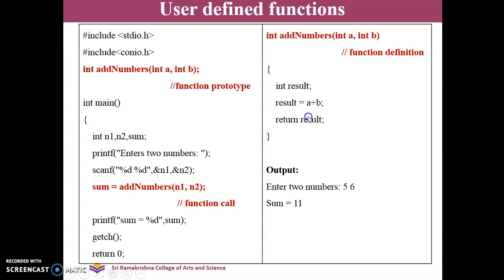Once the code inside this function definition is executed, the control of the program automatically jumps back to our main function. Here I am printing the value. The returned value will be saved into the variable sum, and I am printing the value of sum. So the output will be like this. This is how user-defined functions are executed in our C program.